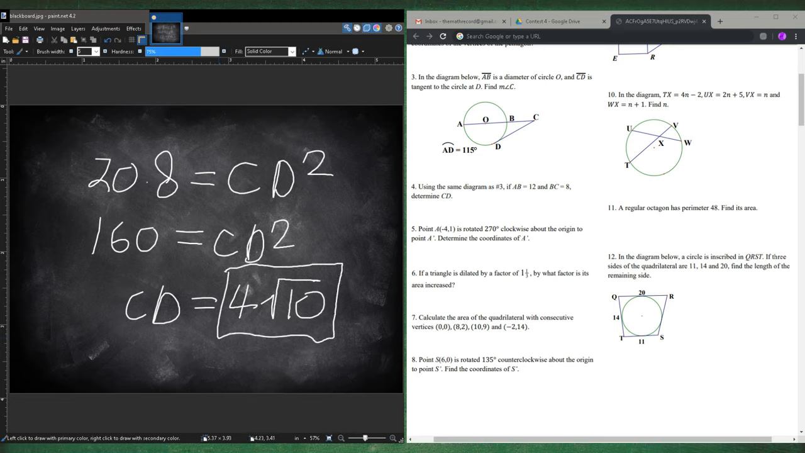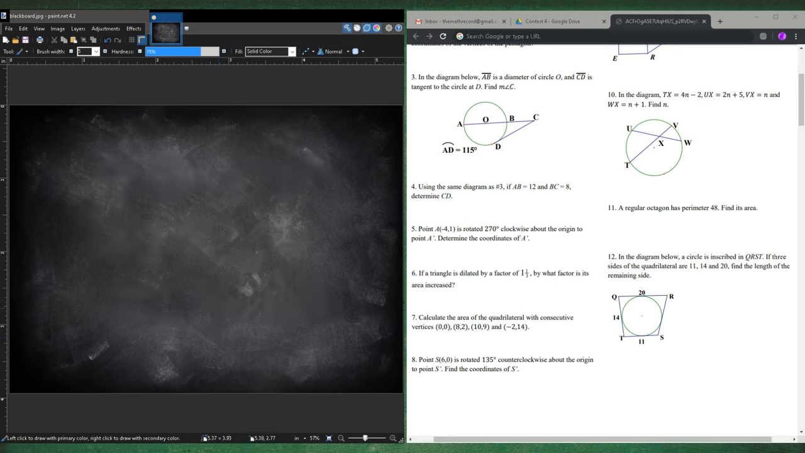You just need to know the formulas for these. For 3 and 4, you just need to know the formulas. Point A, negative 4, 1, is rotated 270 degrees clockwise around the origin to point A prime. Determine the coordinates of A prime.